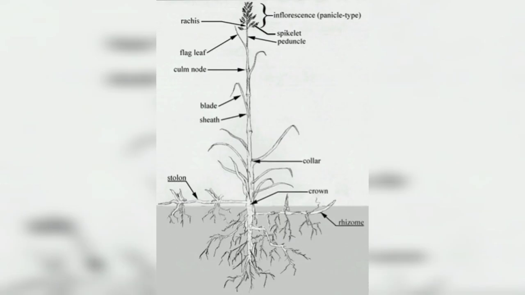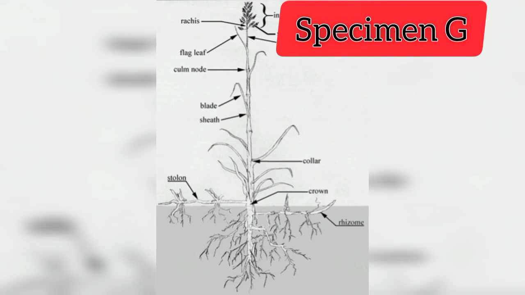So, but one of the economic importance is the property which it has for it to be a form of food feed for animals, grazing animals. So now let's look at specimen G, that is cocoyam plant.